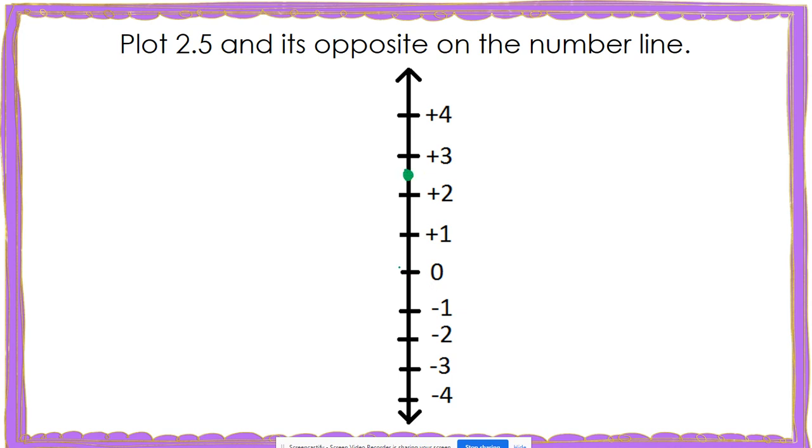To get to 2.5, I moved up 2.5 units. That means to get to 2.5's opposite, I would need to move down 2.5 units, which puts me right here. This number is right in between -2 and -3, which makes this number -2.5. So my opposites are 2.5 and -2.5.